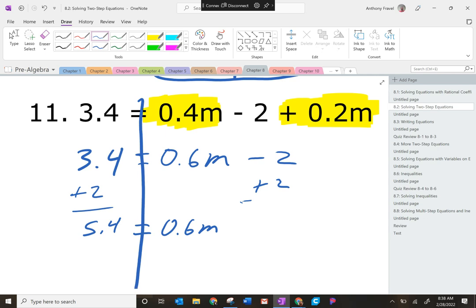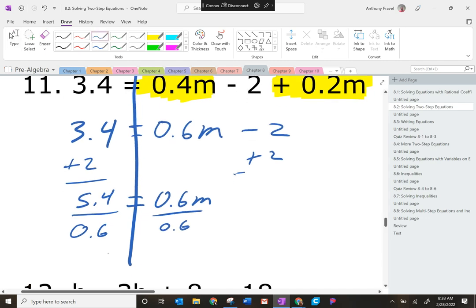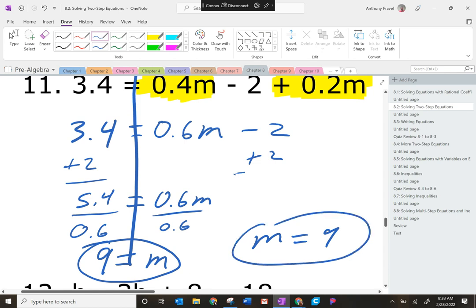Somebody brand new. Got one step to go. Okay? Perfect. Divide both sides by 0.6. So I got 5.4 divided by 0.6. My answer comes to 9 equals m. You can leave it like this. You could rewrite it as m equals 9. Either way, it's the exact same answer.